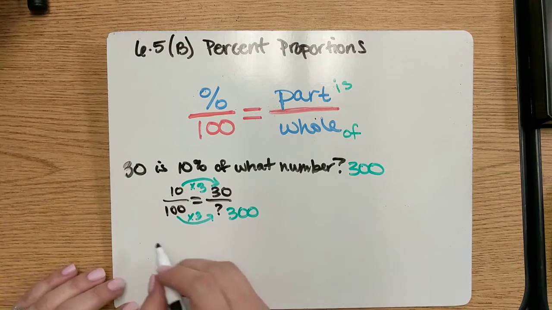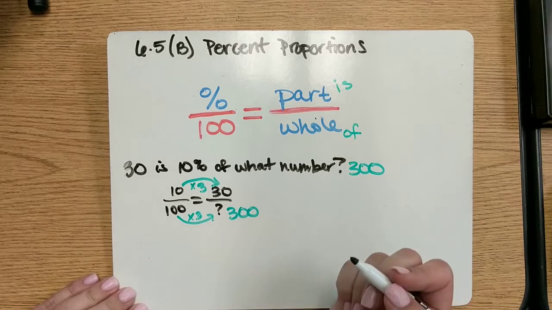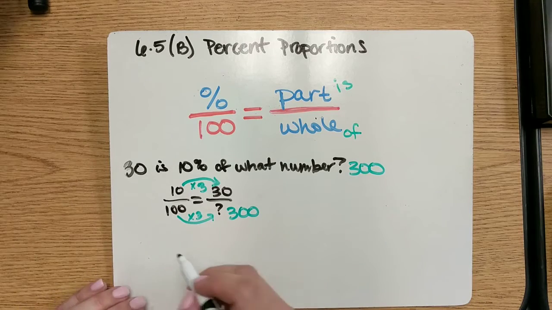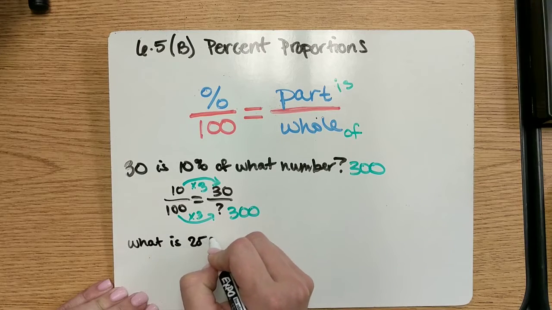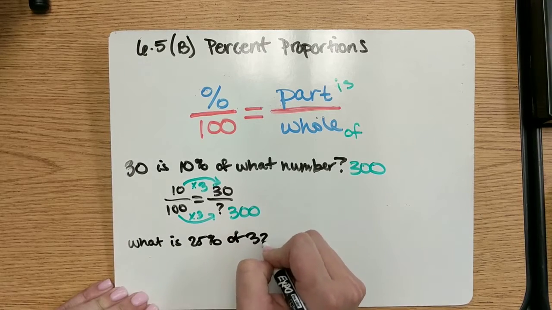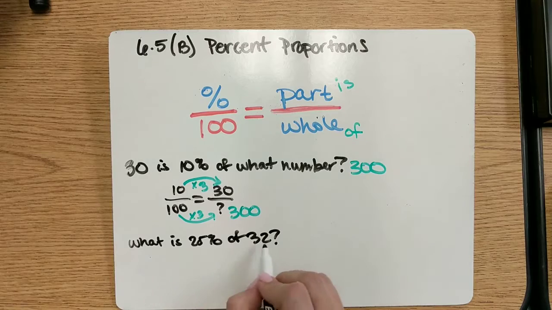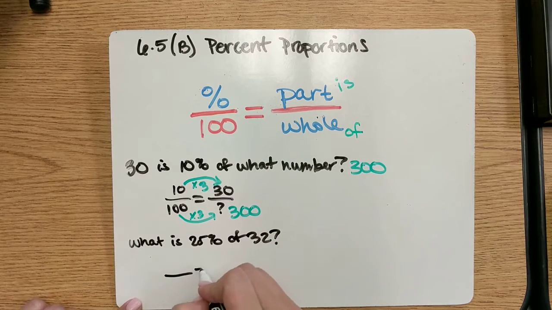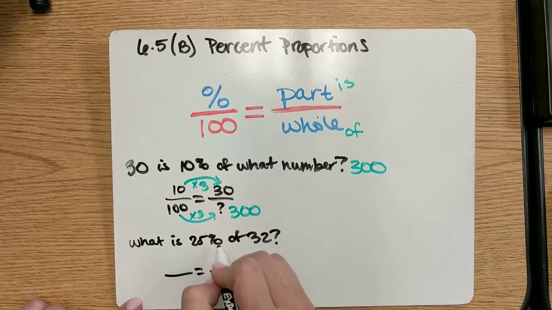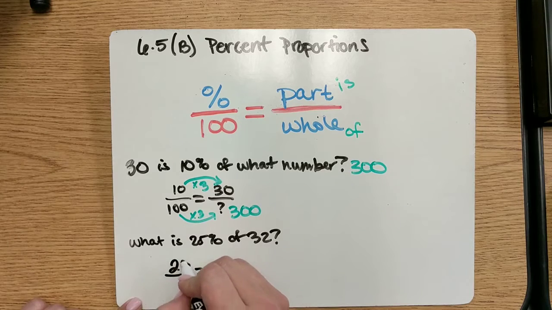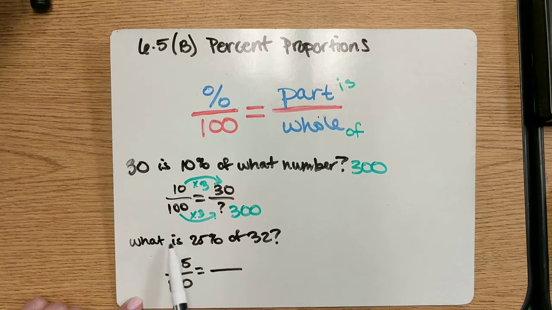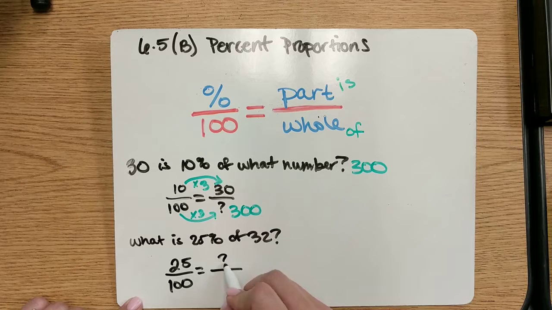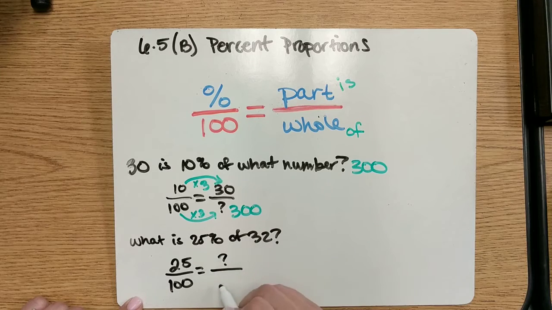Okay, what if I'm asking, what is 25% of 32? Okay, I set up my proportion. My percent always goes over 100. That's an easy one to remember. So I'm looking for the is, and they're giving me the whole, the of.